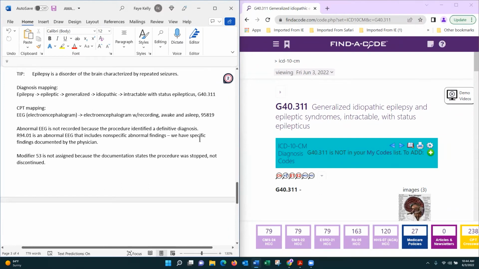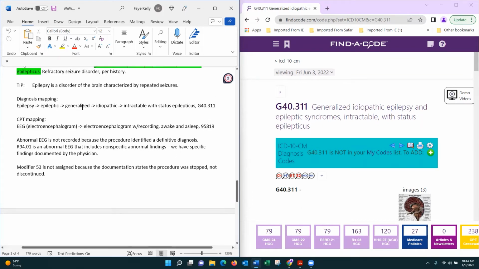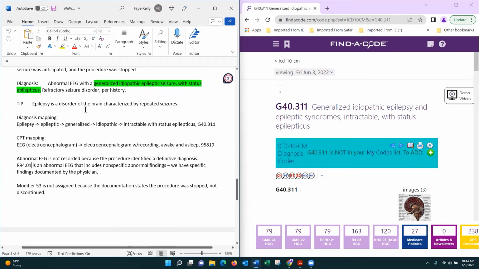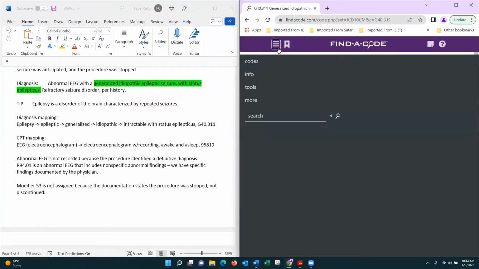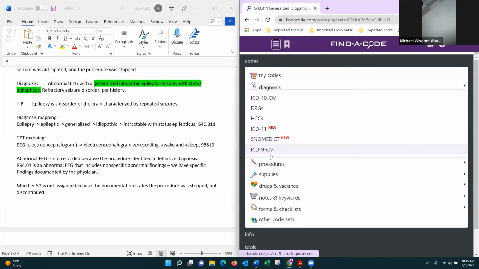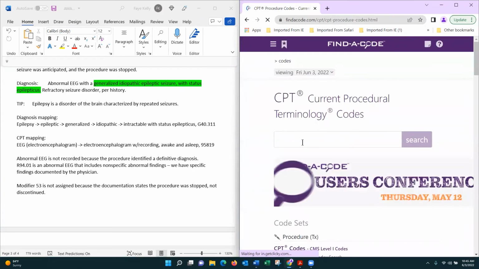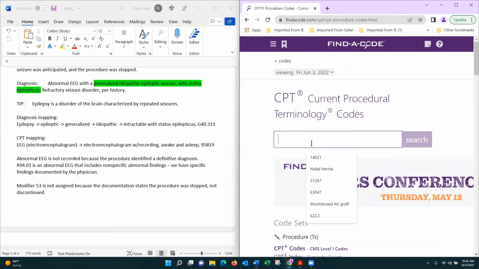Our next assignment comes in on the EEG. We have got to assign a code for the electroencephalogram. And if we read in the chart, we see that this recording was made with the patient both awake and asleep. Those are things that we would need to jot down or just put in our memory bank so that when we look up the procedure code, we will assign the specific description. All right.